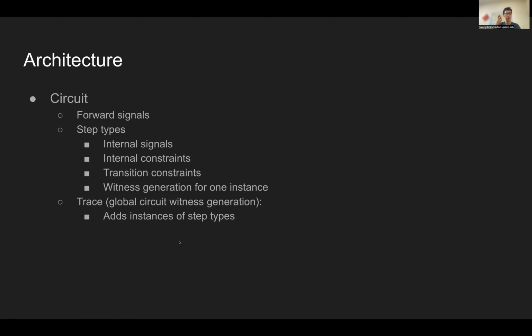And then finally, we have a global trace argument. This is basically what I mentioned, that you generate the final circuit using the instances of all of these step types. And I'll go back to the signals. The forward signals and internal signals are different in the sense that internal signals only happen within the step type, and the constraints all happen within the same step instance. But forward signals can happen between different instances of step types.